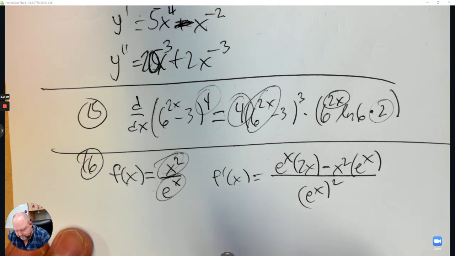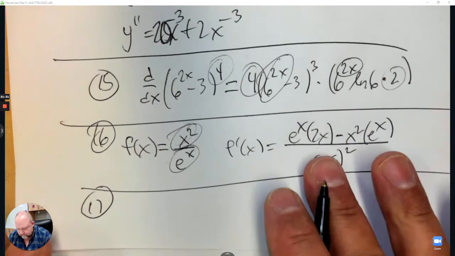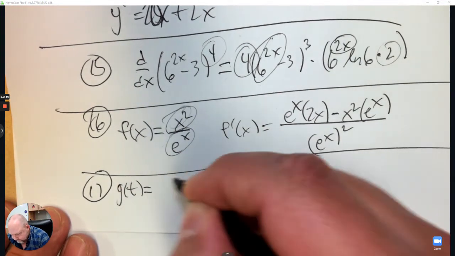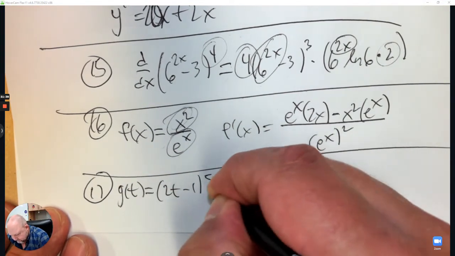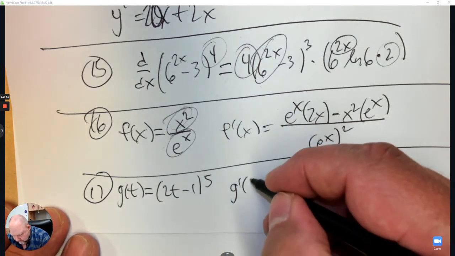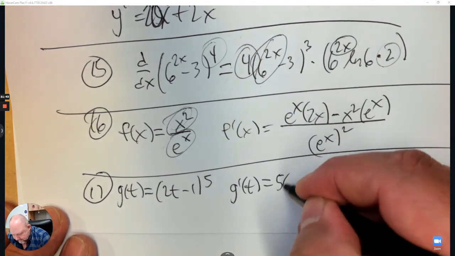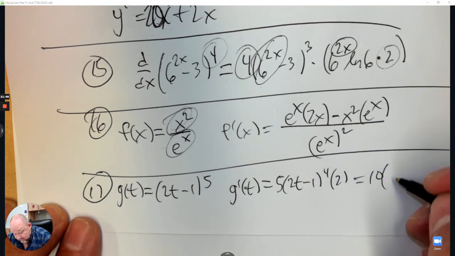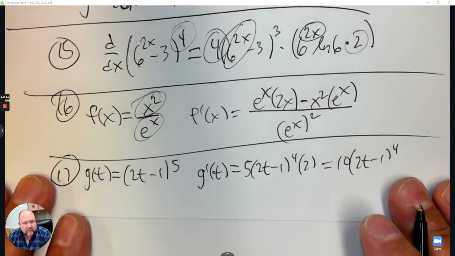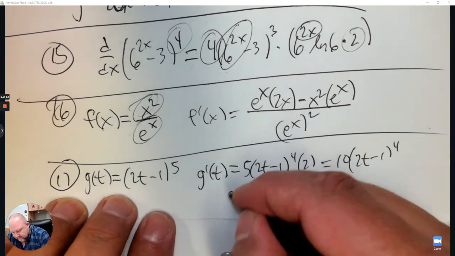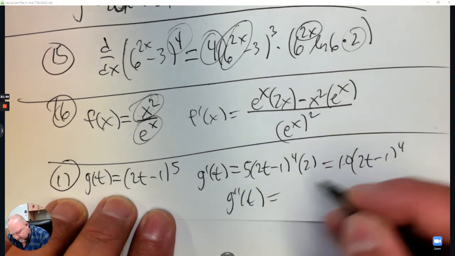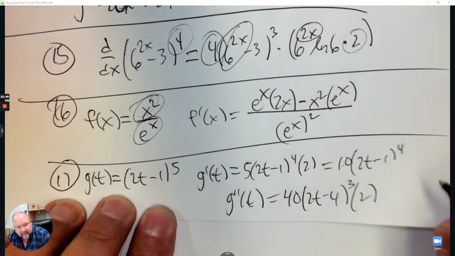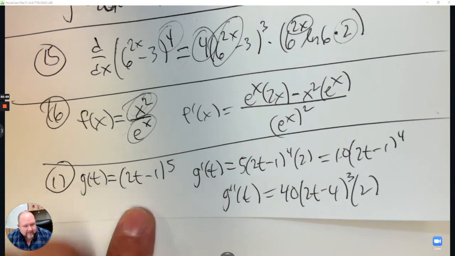Number 17. So the first derivative would be 5, 2t minus 1, and then there's a hook of 2. Because I'm taking the derivative again, I'm going to simplify it. So 2 times 5 is 10. And then we're going to take the derivative again, and 4 times 10. And then we have a hook of 2. You could also write that as 80, but that's a good answer.